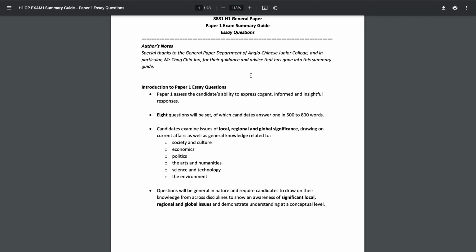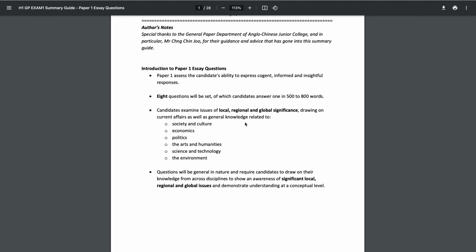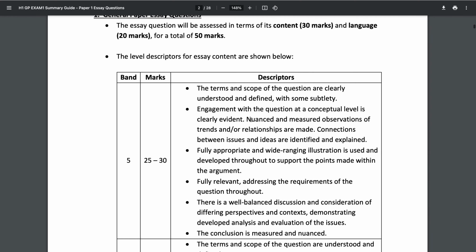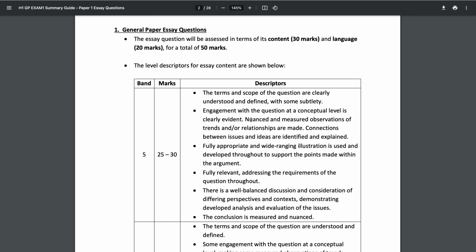Now, paper 1 for the new syllabus is slightly more difficult in the sense that the understanding that you need to have of certain issues, the amount of time that you spend choosing your questions, and the requirements of your content is very different. I'm sure I don't need to reiterate these points. As you know, your content is worth 30 marks and your language is worth 20 marks. So my advice is to aim for as many content marks as possible.